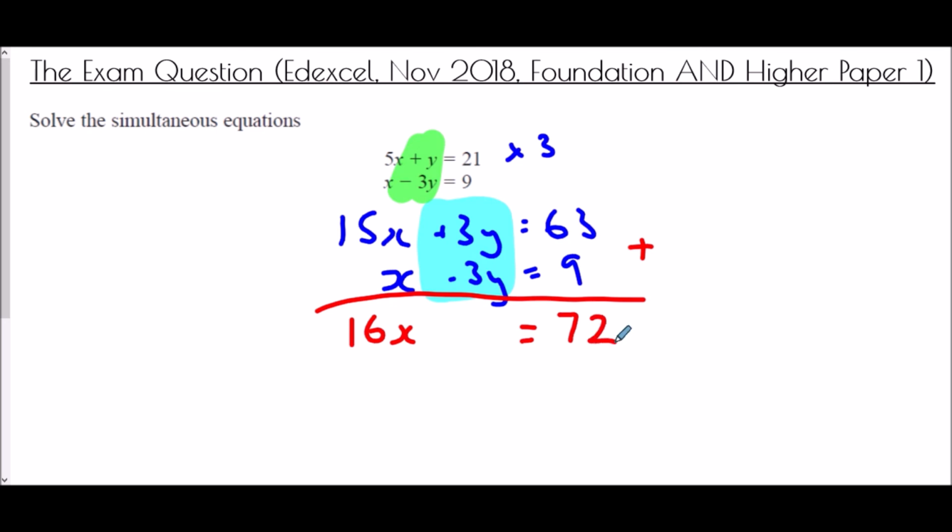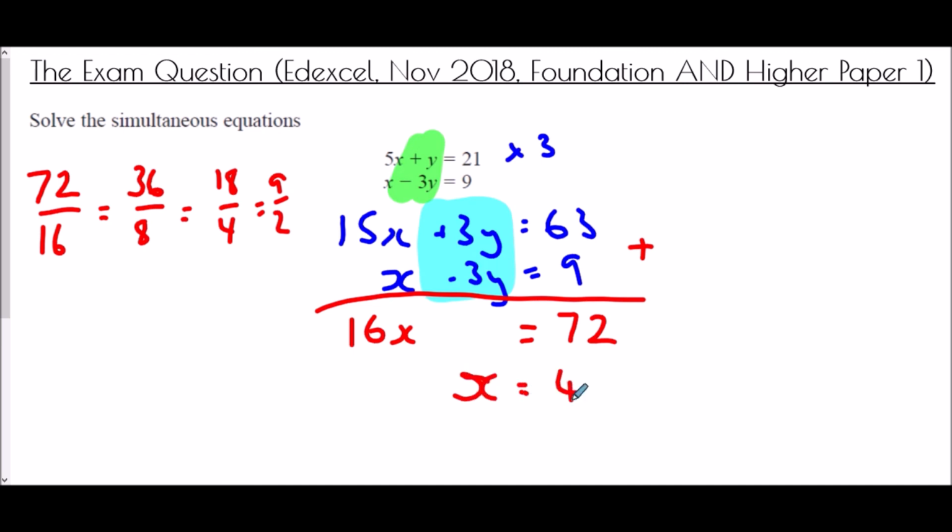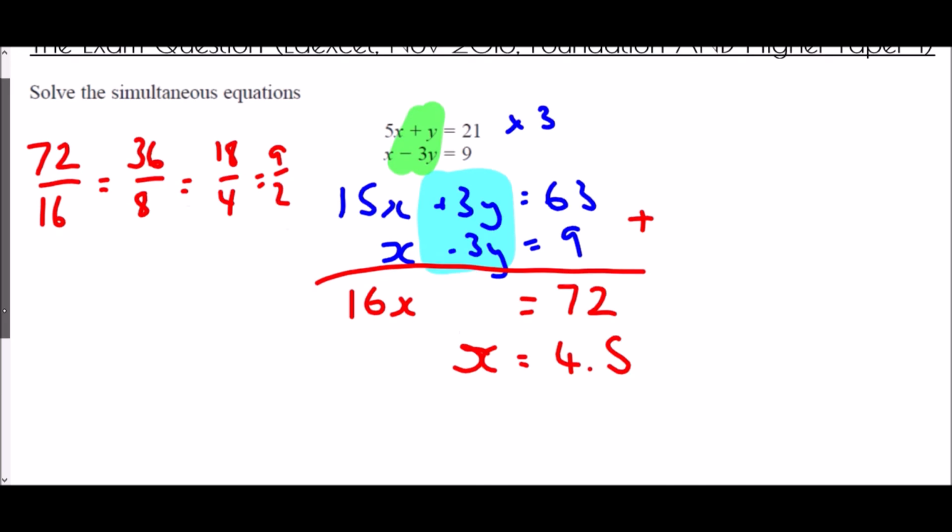So then, how many times does 16 go into 72? We're going to have to do a little bit of division here. So let's just simplify that fraction down. It's going to be 36 over 8. Let's simplify it a bit further. That's going to be 18 over 4. Going to be 9 over 2. Well, 9 over 2 is 4.5. So we've actually got a decimal this time. x is 4.5. So the process is still the same though.